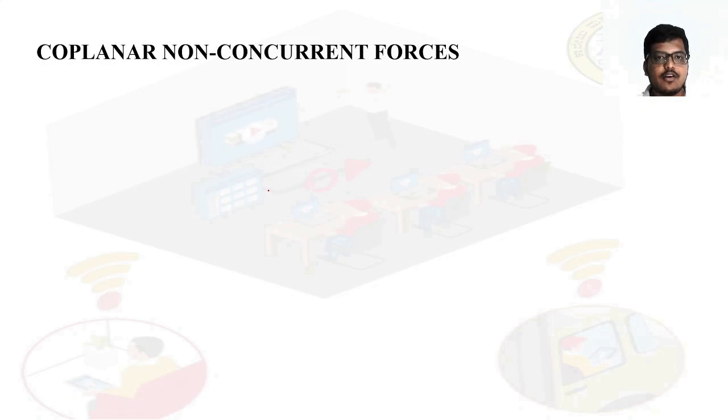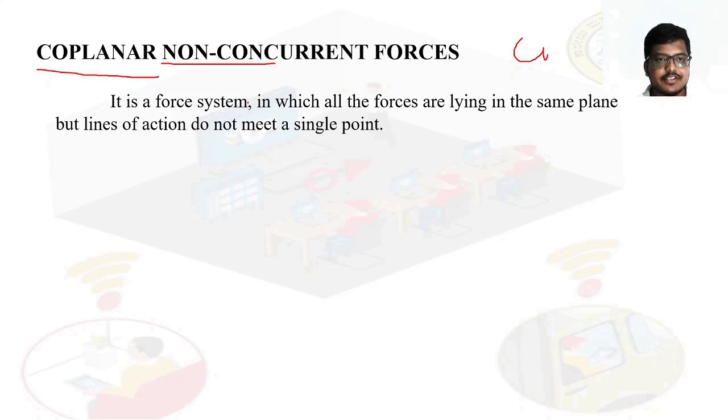Next one is coplanar non-concurrent forces. Coplanar means what? Whenever it is coplanar, what is the keyword? All the forces are lying in the same plane. Non-concurrent, the forces are lying in the same plane but they are not meeting at a point. Concurrent means meeting at a point. Non-concurrent means they are not meeting at a point. So what is the definition? It is a force system in which all the forces are lying in the same plane but their lines of action do not meet at a single point.